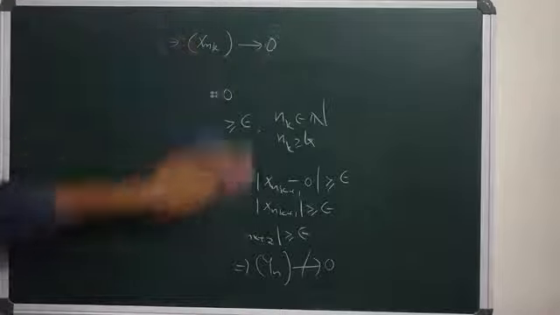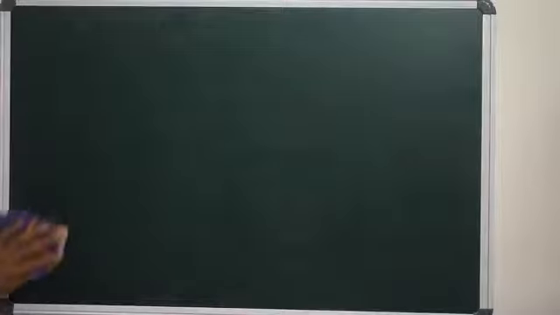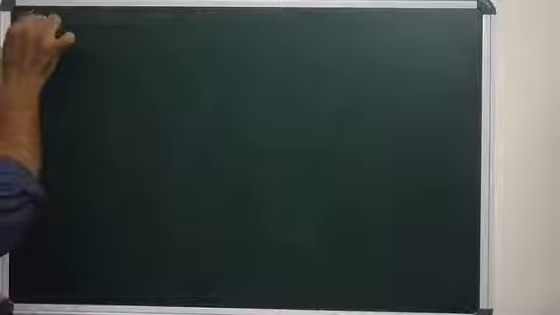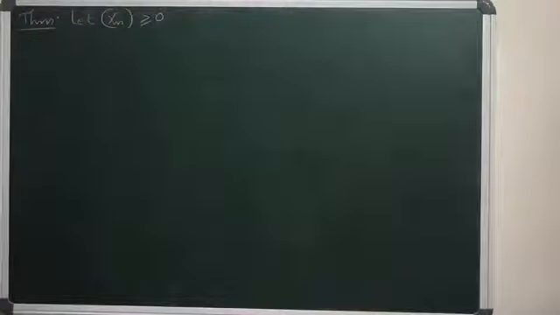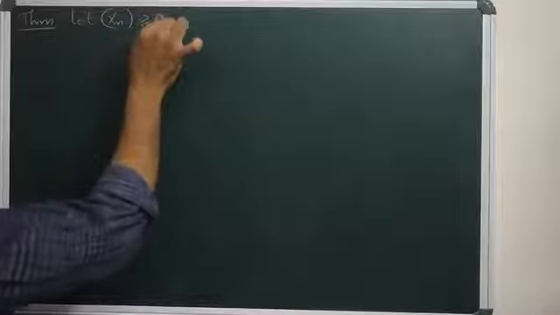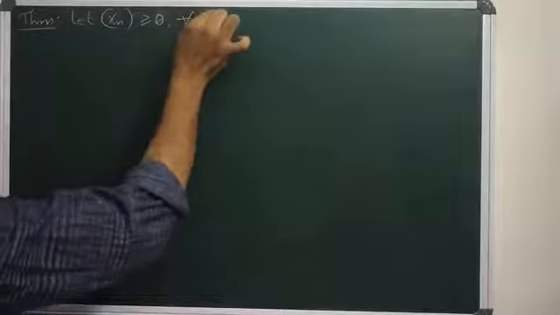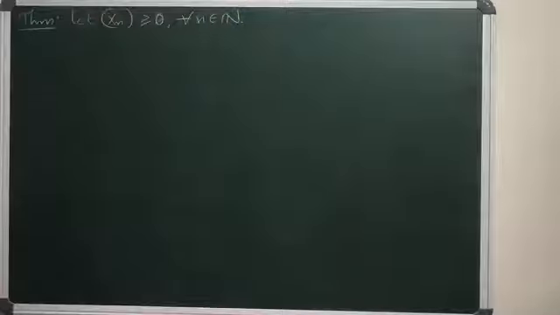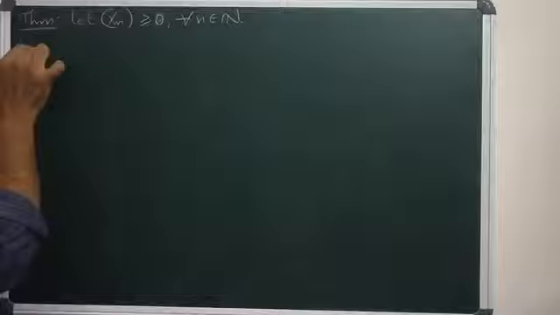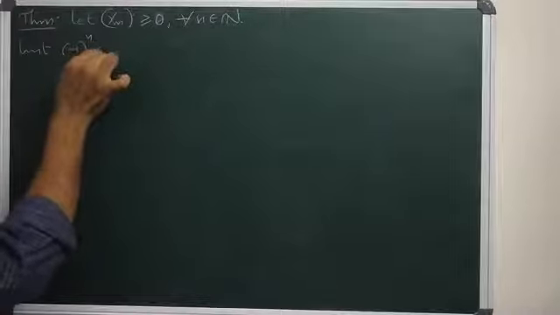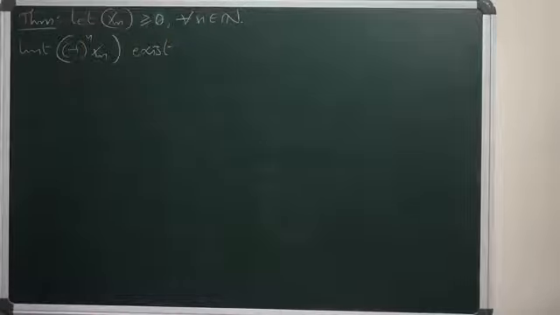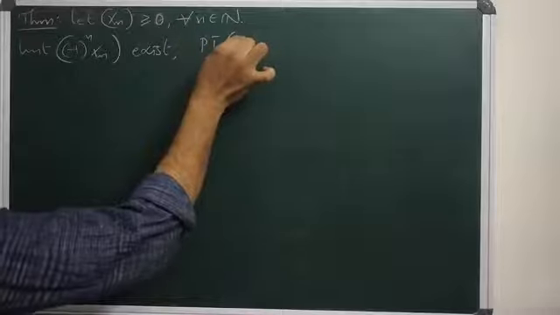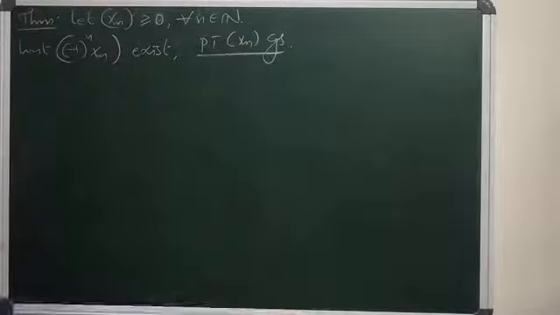Now, consider another result. Let xn be greater than or equals 0 for all n in the naturals. Also, limit of (minus 1) power n xn exists. Then prove that the sequence xn converges.